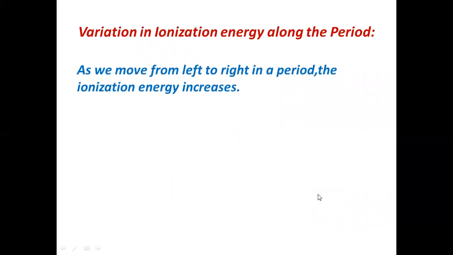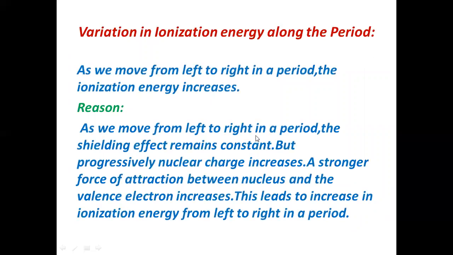Variation in ionization energy along the period. When we move from left to right in a period, ionization energy increases. Why does ionization energy increase? As we move from left to right in a period, the shielding effect remains constant, but the nuclear charge increases. Nuclear charge means the number of protons in the nucleus increases progressively. A stronger force of attraction between the nucleus and the valence electron develops. More electrons, more protons, more attraction. This leads to an increase in ionization energy from left to right in the period.